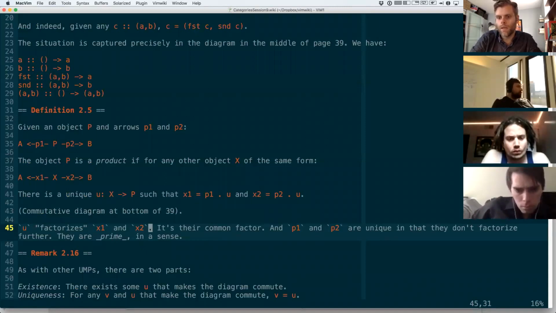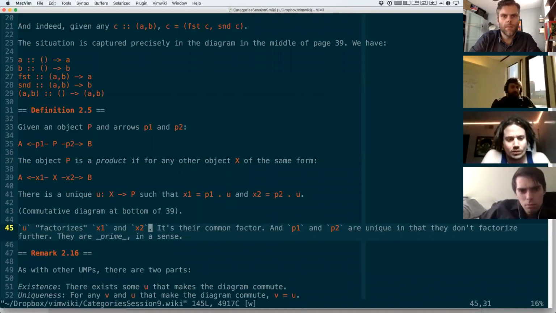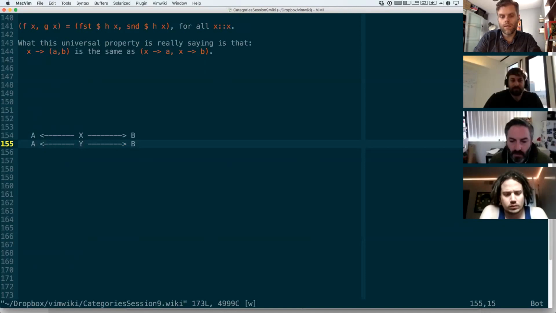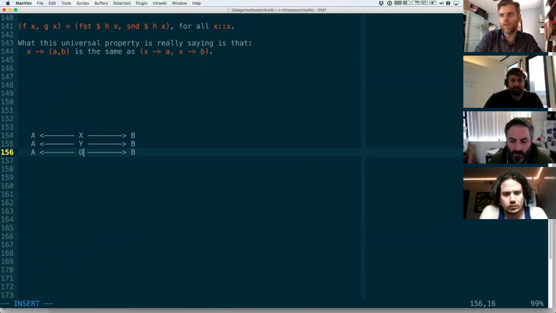In fact, what we have here is, I'm going to see if I can do a little drawing here. Okay, so we have some object A, right? And we have some object B over here. I'm going to just draw arrows here. And in the middle, there's some object X that we can project an A out of and a B out of as well. And then we have some other object Y that can also do this, etc. Right?